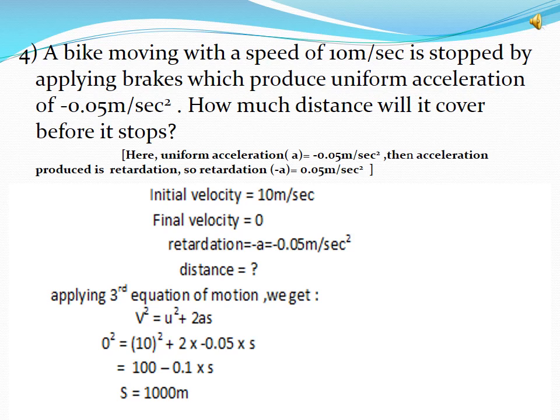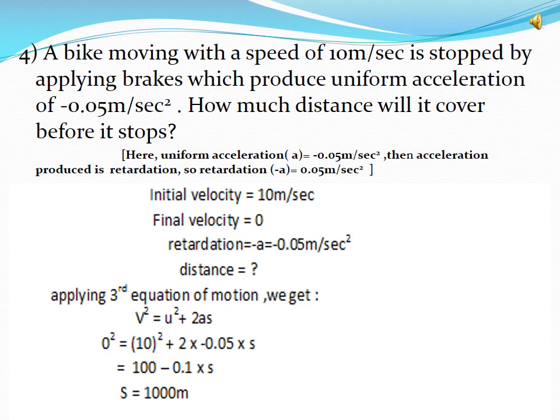From this question, it is known that initial velocity u is equal to 10 meter per second. Final velocity v is equal to 0 meter per second. Retardation minus a is equal to 0.05 meter per second square. Here the bike decreases its velocity at a uniform rate, so its acceleration is negative acceleration, it is the retardation, and we have to find the distance covered by the bike before it stops. So s is the unknown value.